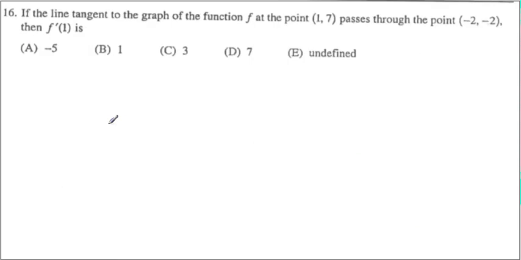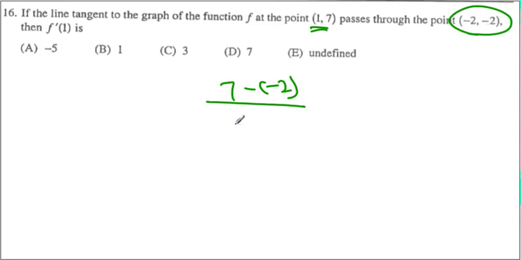Number 16. Now, here, if the line tangent to the graph of the function f at this particular point passes through here, then what is f prime of 1? We have to figure this one out by finding the slope over here, because slope here has been determined by the f prime of 1. So when you look into this one, what do you realize? 7 minus negative 2 over 1 minus negative 2. So then here we have 9 over 3, which is equal to 3. So 3 becomes our answer.